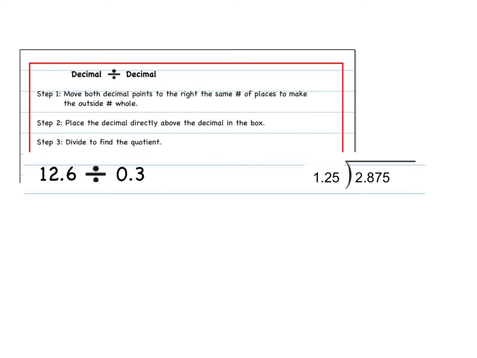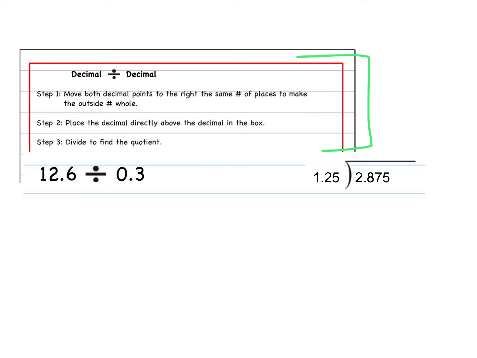Now we have when we are dividing a decimal by a decimal, so write down everything that's in this box, pause, write it down, and then resume. Step 1, move both decimal points to the right the same number of places to make the outside number whole. Step 2, place the decimal directly above the decimal in the box. And step 3, divide to find the quotient. So let's do a couple examples to see what that exactly means.